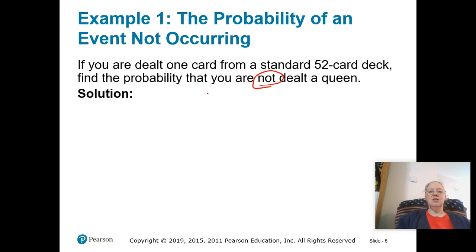All right. So if we don't want a queen, that means we need every card that is not a queen. So we take all of the aces, there's 4 of those, and we take all the 2s, and there's 4 of those, and all of the 3s and the 4s, and etc. And we just don't want the queens. Well, if we've got 52 cards and we take away the queens, then there are 48 cards that are not queens. So the probability would be 48 out of 52.